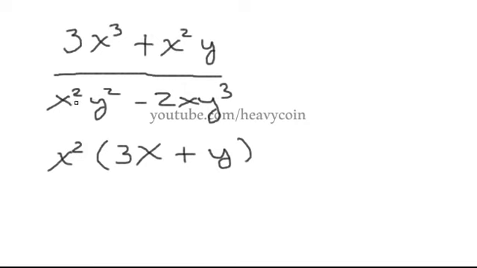And then in the denominator, we have an x squared, we have an x, we have a y squared. I guess really the only thing we can do here is pull an x out. We can also pull out a y.